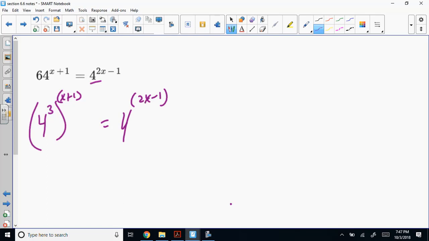Now, what you have to make sure you understand is you brought back in those properties of exponents, and it's the power to a power. When you have something that's raised to a power, raised to another power, then you multiply these.